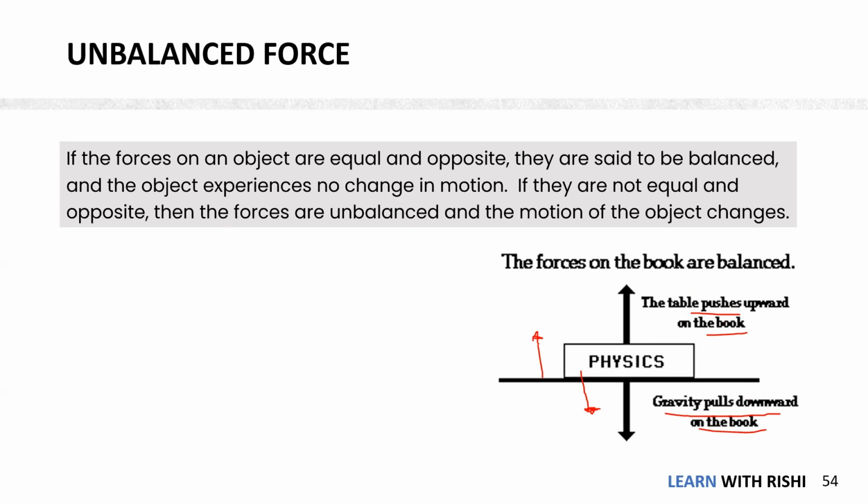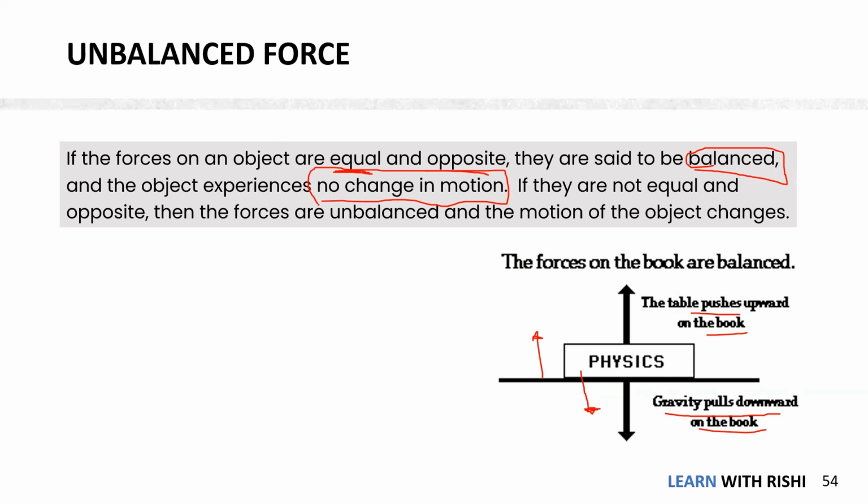Why is it still? Because the force acting on the book from the downward direction, that is the gravitational force, and the force acting on the book from the table, that is pushing upwards, these both forces are equal. Now, when the forces acting on an object are equal and opposite, as you can see, one force is upwards, one force is downwards. Both forces are equal and both forces are opposite. So they are said to be balanced forces. And the object experiences no change in motion. Thus, we can see there is no change in the motion of the book.